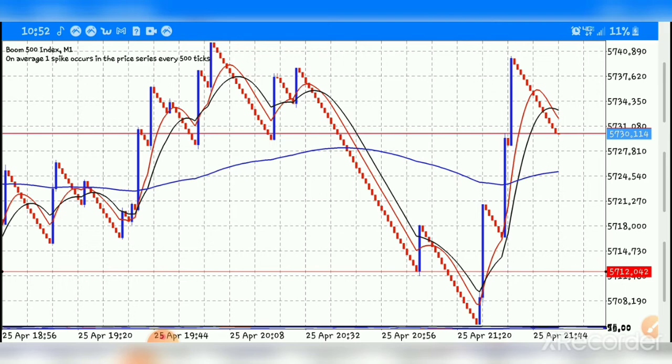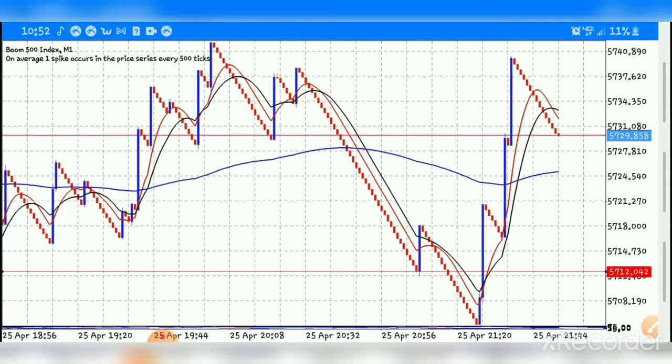That is, you are buying the spikes. You are trading the spikes for boom. So if you are trading the spikes for boom, you place a buy trade. But if you want to trade the general trend, you place a sell trade. So the normal trend for boom is sell, while trading of the spike is buy.